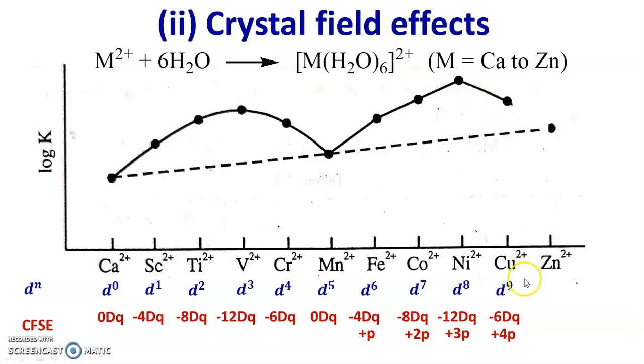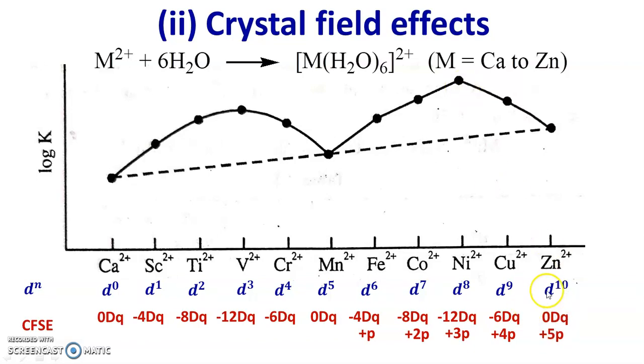And for copper 2+, the configuration is d9 with crystal field stabilization energy equal to -6 Dq + 4p. It is less than nickel, and therefore the log K value also decreases, or is also less, as compared to the log K value of nickel.